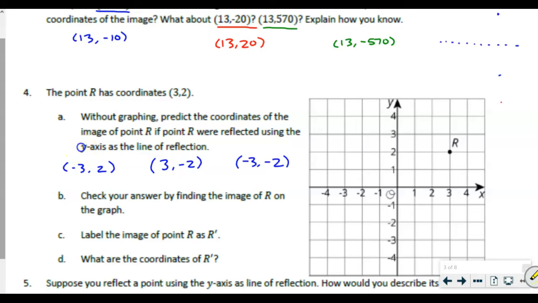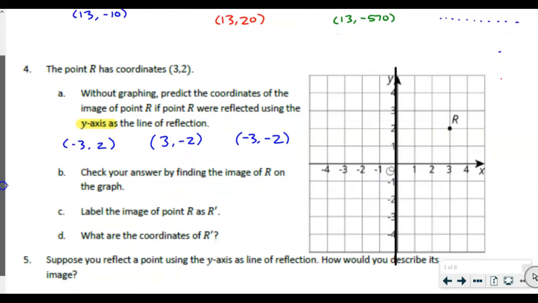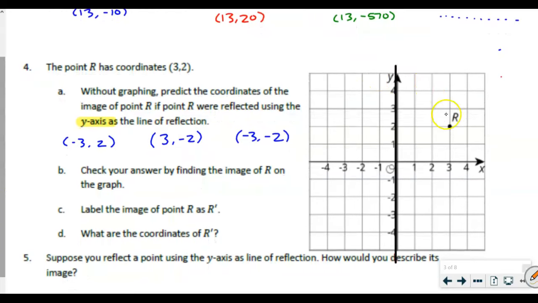We are reflecting over the y-axis, which means that we're reflecting over this line right here, yeah? So, with that in mind, where is that reflection going to be? So the R is staring into the mirror, which is going this way now, 3 steps away. So the reflection is going to be 3 steps away. Let's follow the rest of the directions.